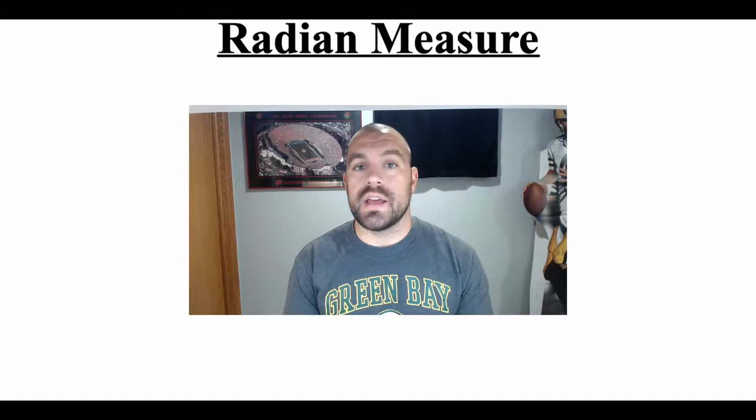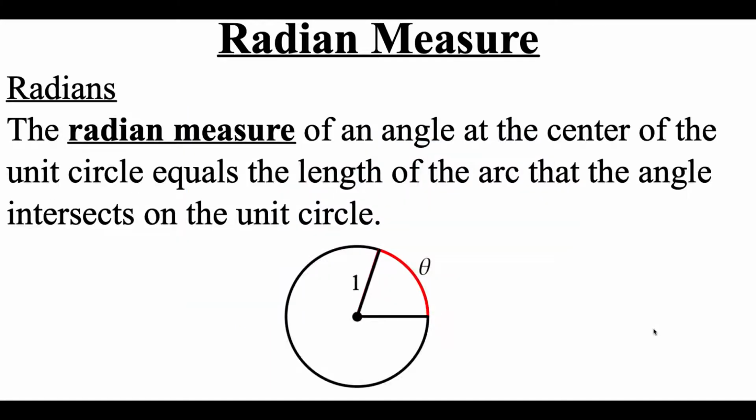In this video, we're going to take a look at radian measures. So the radian measure of an angle that is located at the center of the unit circle is equal to the length of the arc that the angle itself intersects on that circle. And we typically use Greek letters to represent our angles. So this theta here along this red arc is representing the distance that this angle is intersecting on that circle. So whatever that distance is would be the radian measure.